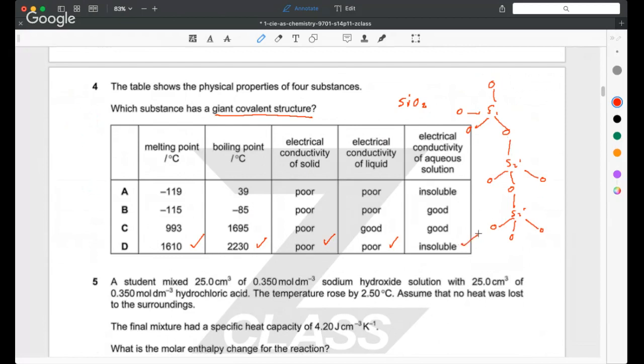That is insoluble. So a really classic giant covalent structure is silicon dioxide, and something like silicon dioxide, a giant covalently bonded substance, would have high melting point, high boiling point, no delocalized electrons, no ions, and because there's no ions, it's not soluble to form an aqueous solution that conducts electricity.